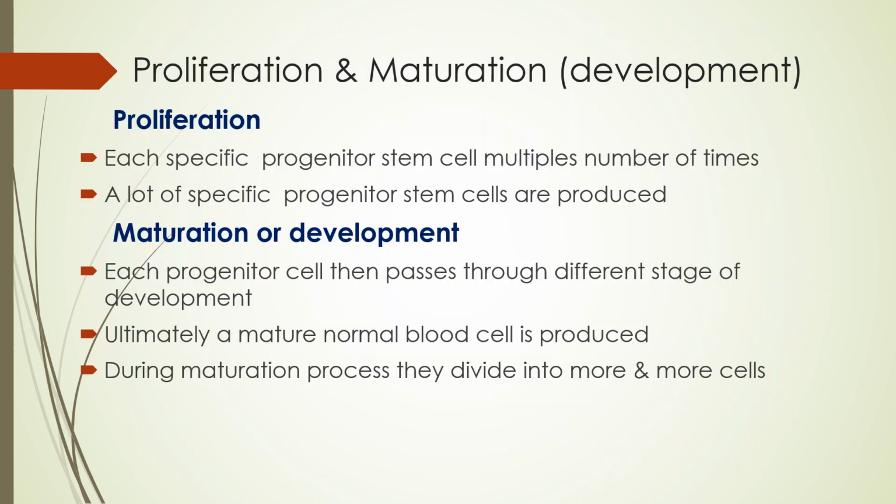Let us discuss proliferation and maturation again. We have already discussed them in the previous slide, but as these terms are very important, they will give a better understanding of the development of leukemia. So let us discuss again proliferation and maturation. Proliferation is a process by which a single cell multiplies and makes a lot of cells. Maturation is the process by which a single immature cell develops and matures into a mature cell.